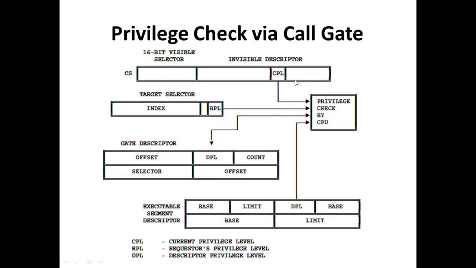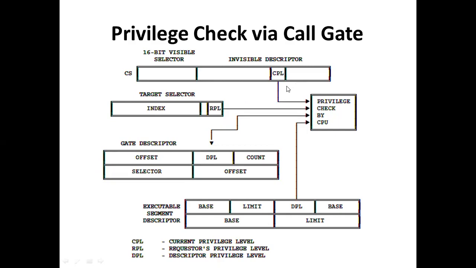The privilege check via the call gates. We have seen in previous figures that a 16-bit visible selector is used here. The CPL, current privilege level, is given to the privilege check by the CPU. A target selector RPL is also given to the privilege check by the CPU, and a gate selector DPL, descriptor privilege level, is also given to the privilege check by the CPU.